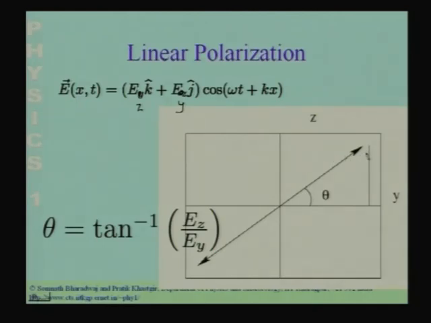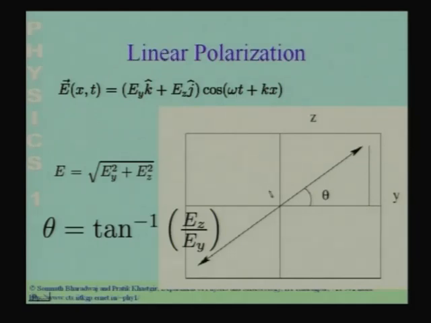So, the electric field vector at this instant of time t equal to 0 is along the direction theta, where theta is tan inverse of Ez by Ey, and it has a magnitude which is Ez square plus Ey square, the square root of that. Now, as time increases, cos omega t is going to go down, and both these vectors are going to go down by the same amount.